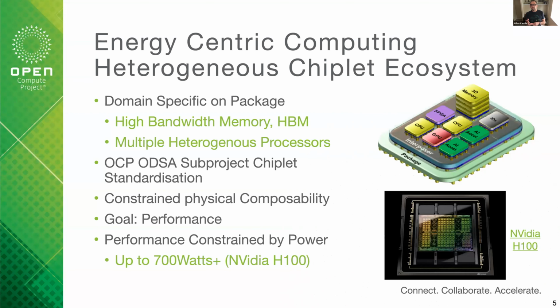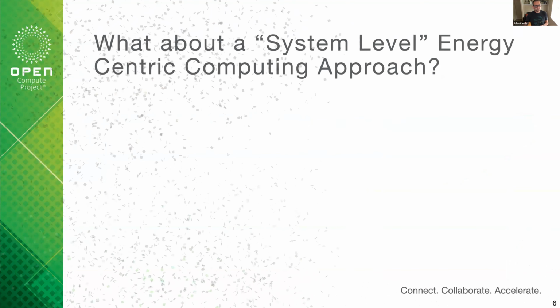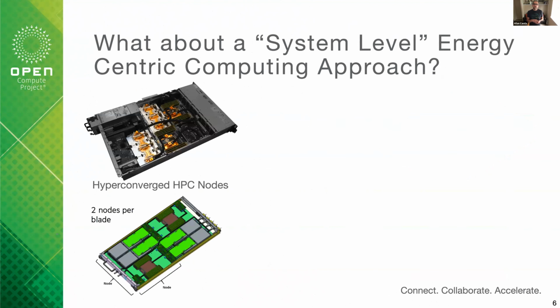But your performance is really constrained by power ultimately. As was just said in the previous presentation, NVIDIA, I think, have the record with their latest H100 in the 700 watt region, and we've been talking about trying to get to a kilowatt region in these modules. So that's the constraint as far as you can really take it. But what about a system level energy-centric computing approach?